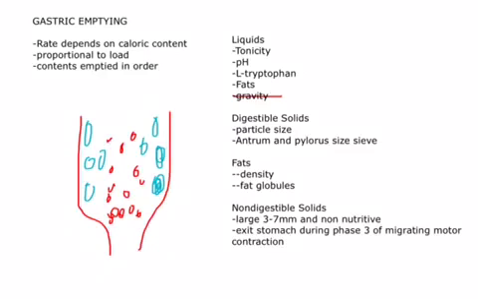So it will change depending on whether it's hypertonic or hypotonic. Also the pH. The lower the pH, the slower the emptying. Also, the amino acid L-tryptophan seems to slow emptying, and fats and oils also slow emptying, usually the 12 to 14 carbon chain, medium length fats.